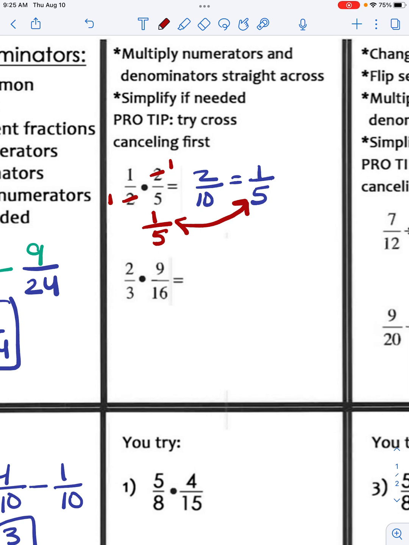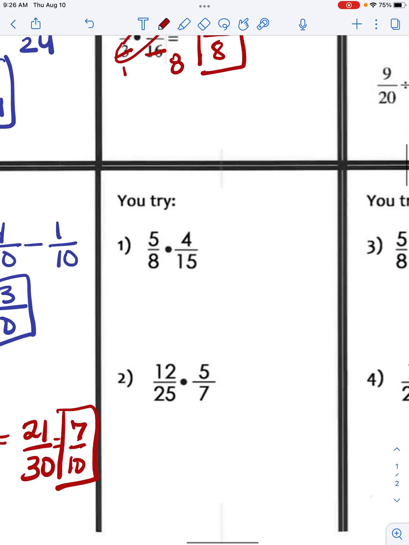So let's try cross-canceling in the next example. Cross-canceling means you're looking for common factors across from each other. So 3 goes into 3 once, 3 goes into 9 3 times, 2 goes into 2 once, 2 goes into 16 8 times. Then I'm going to multiply 1 times 3 to get 3, and 1 times 8 to get 8. And I don't have to simplify because I did all of that canceling out in the problem before I multiplied.